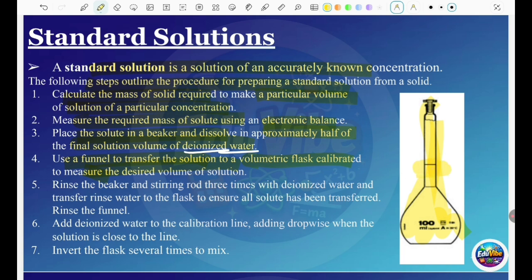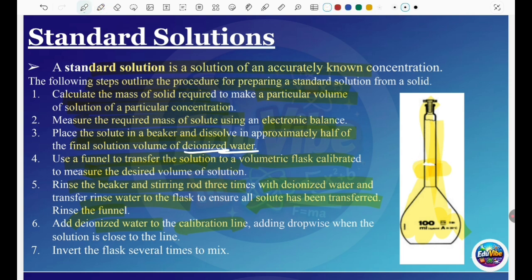Up to this line, you have to fill the water after that. Then rinse the beaker and stirring rod 3 times with deionized water and transfer this water to the flask, ensuring that all the fluid has been transferred, and rinse the funnel. Then add deionized water up to the calibration line. This is called the calibration line.